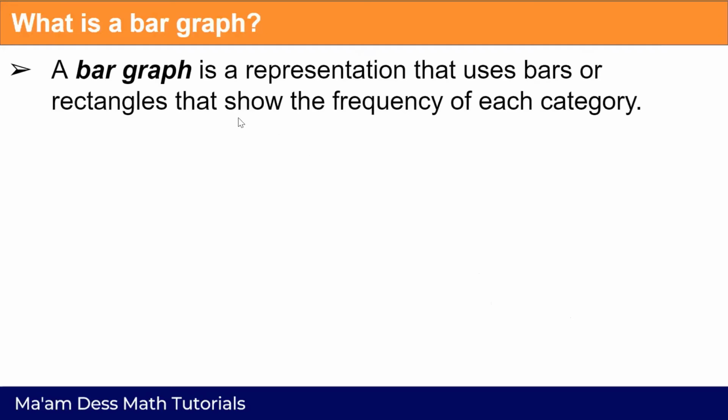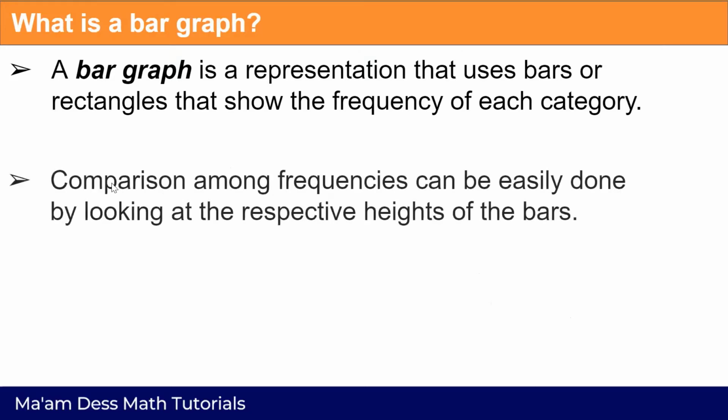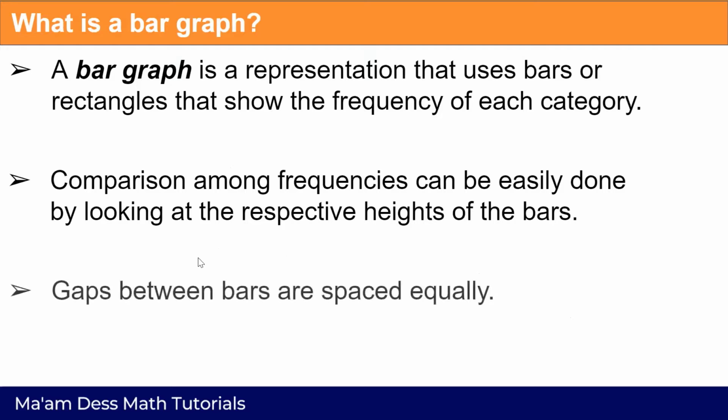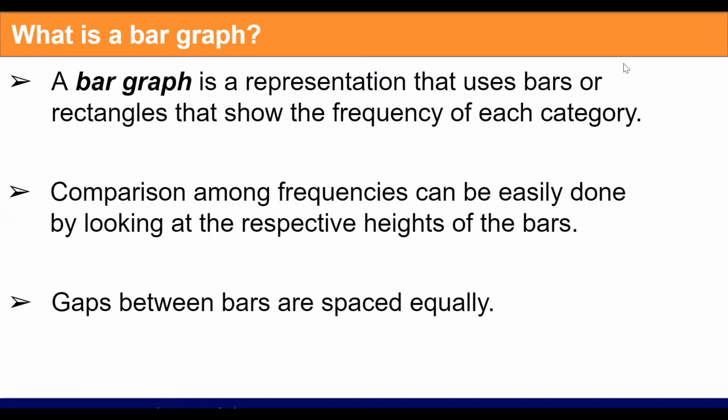What do you mean by bar graph? A bar graph is a representation that uses bars, or rectangles, that show the frequency of each category. Comparison among frequencies can be easily done by looking at the respective heights of the bars. Next, gaps between bars are spaced equally. Remember that the graph to be used in comparing the data is the bar graph.